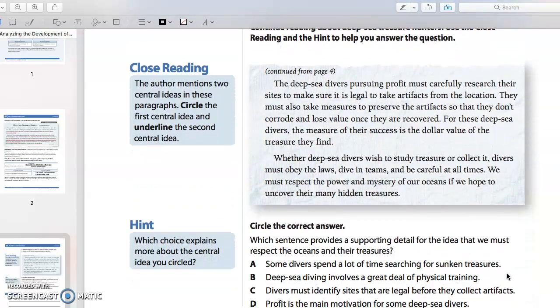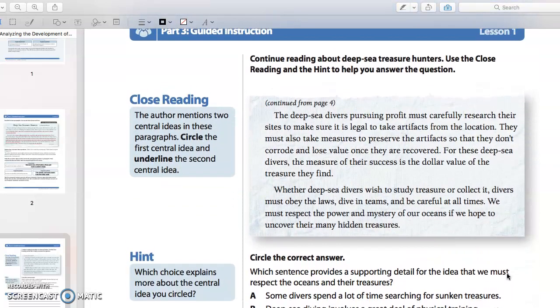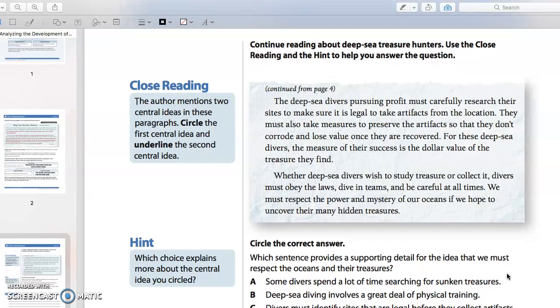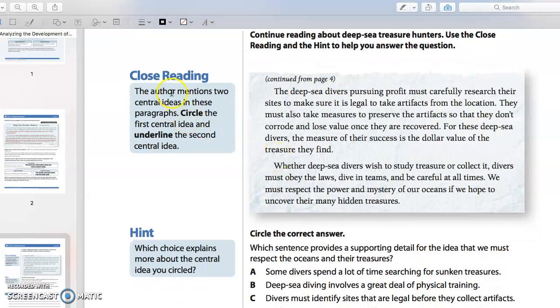Close reading. We're going to continue on. It says, continue reading about deep sea treasure hunters. Use the close reading hint to help you. All right, they mentioned 2 central ideas. So we have to circle the first one and underline the second one. So what do we think the 2 main ideas are as we're going through?